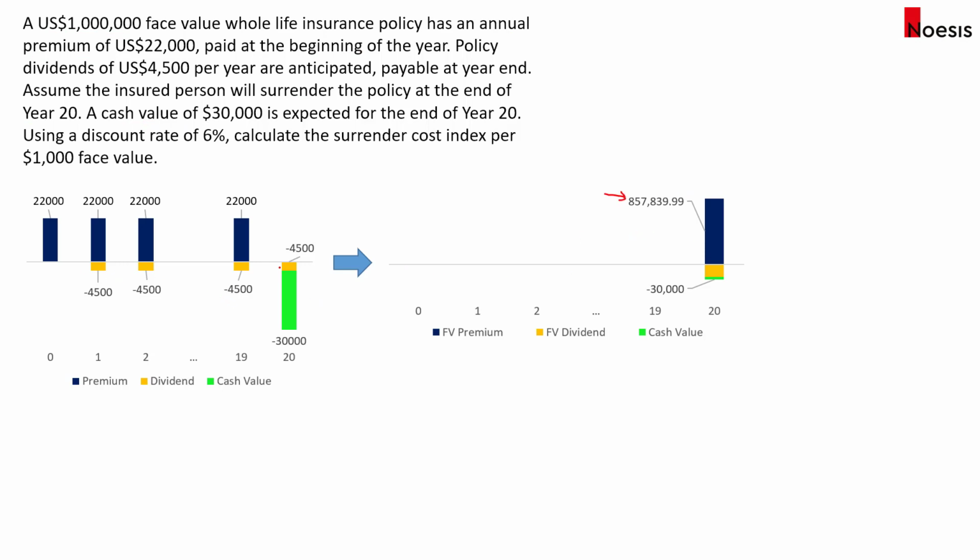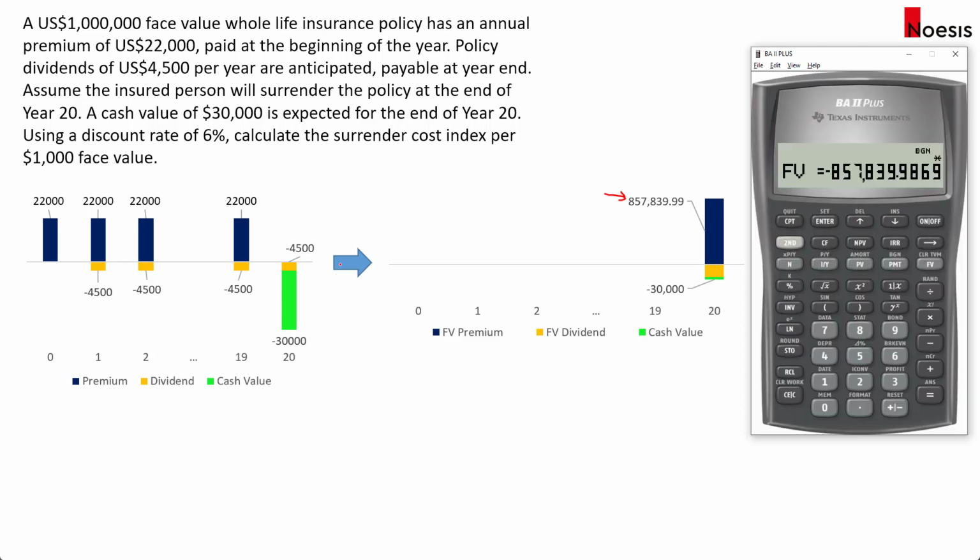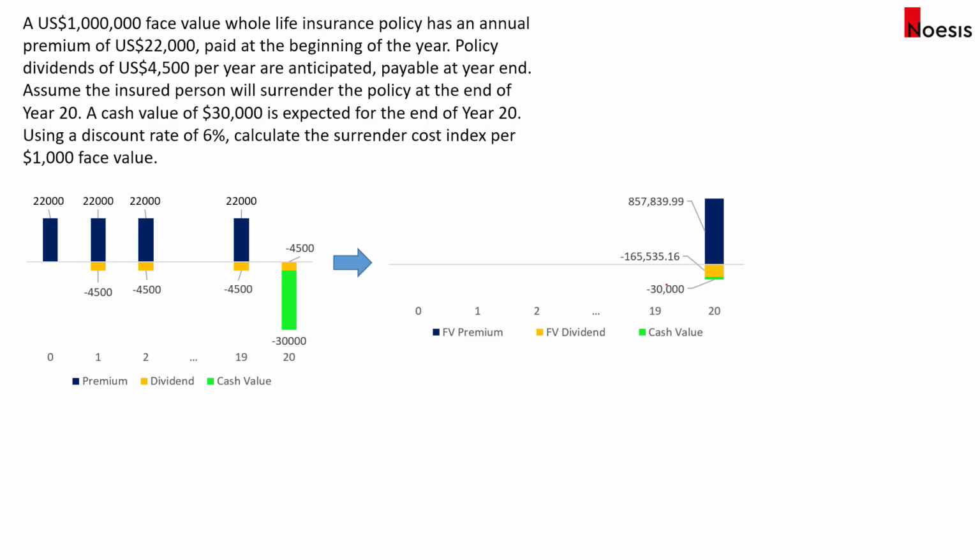Next, we'll calculate the future value of the dividends. So that would be, we'll change 4,500 to be the PMT, and then we'll change this back to ordinary annuity. So press second PMT, second enter, okay, and then make sure everything is there. It's 20 years, 6%, 0 PV, and PMT is 4,500. Then compute future value. So that's 165,535.16. Okay, so that's the future value of the dividends.